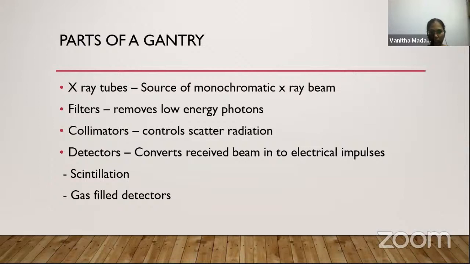And there are detectors which convert the radiated beam into electrical impulses, and the electrical impulses are passed on to the computer for further processing. There are two types of detectors. Scintillation detectors use heavy metal illuminating materials like sodium iodide or cesium iodide, which are obsolete nowadays. What we are using in CT scan machines nowadays is gas-filled detectors, which use inert gas like xenon-filled gas chambers.